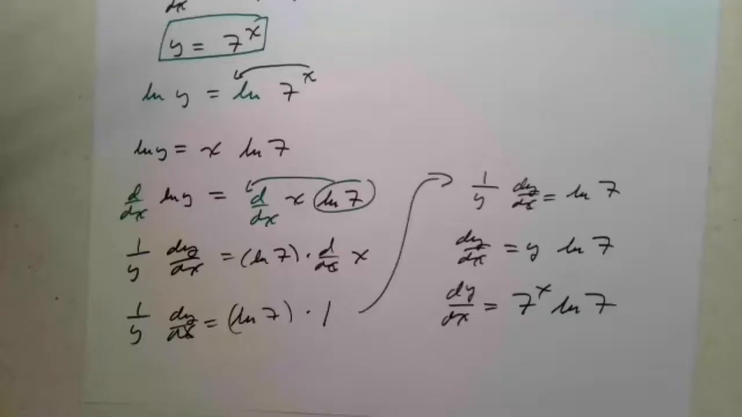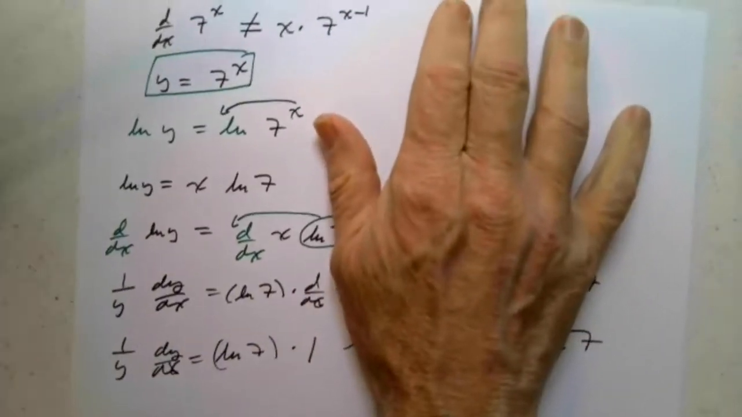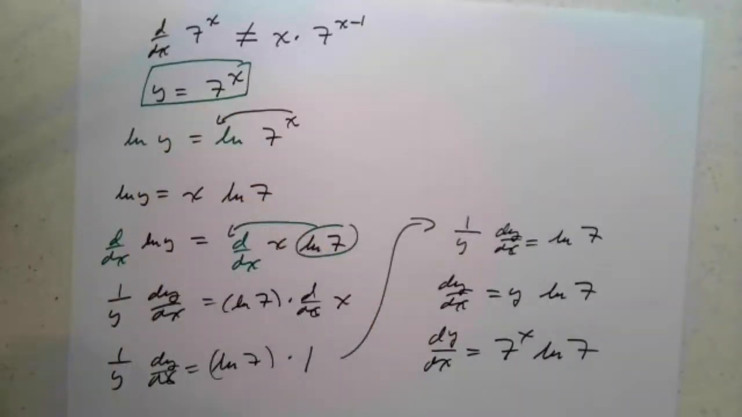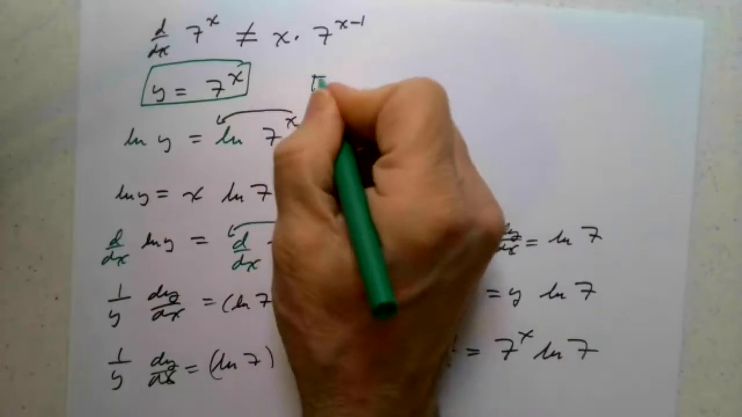But let's remind ourselves of the process. What did we do? I wanted to get the derivative of 7 to the x. That was my goal. I guess I never stated that.